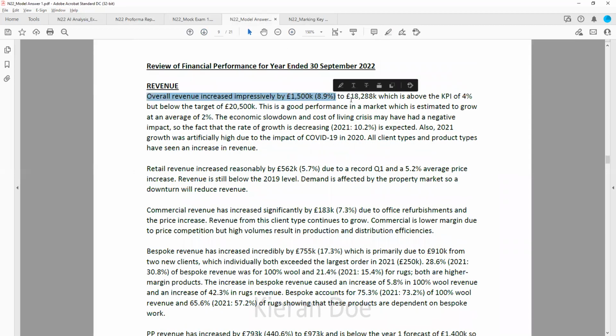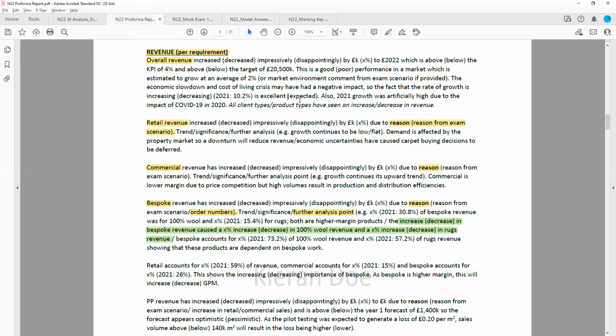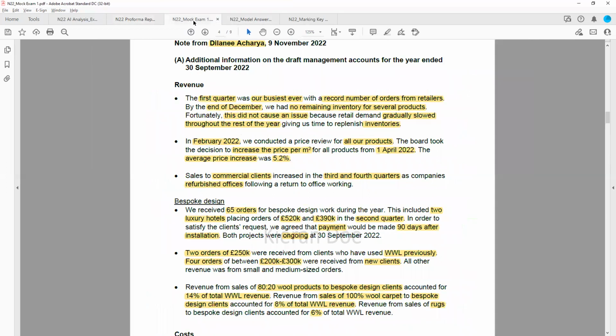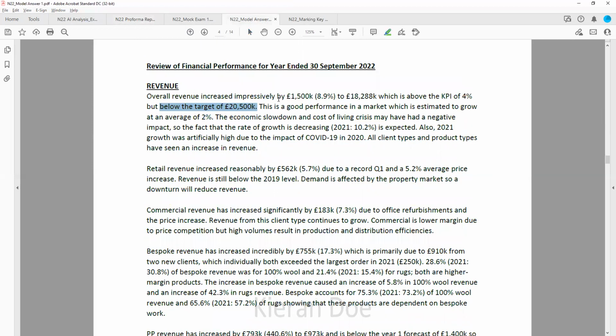So it's gone up to this. And as soon as you see that, you'll think, have they met the target or not? No, they haven't. As soon as you see the growth number, you can think, have they met the KPI or not? Yes, they have. So it's above the KPI of 4%, but below the target of 20.5 million. And then I would say whether it's a good performance or a poor performance in the market, which we know is estimated to grow at an average of 2%, unless we're told something else in the exam paper, like an updated growth figure. So that is a good performance in the market.